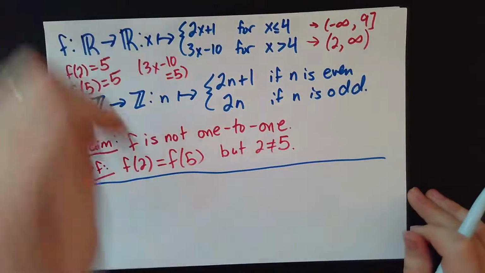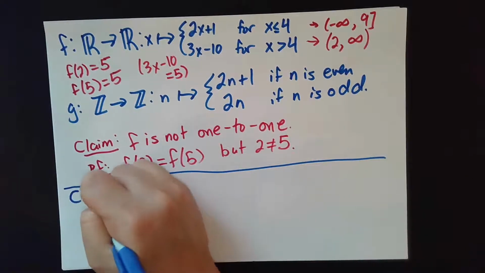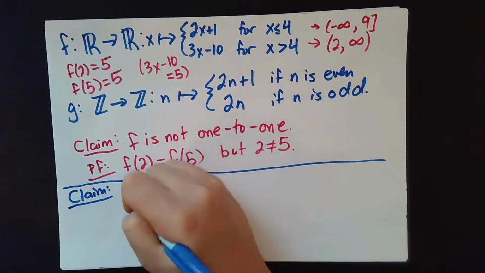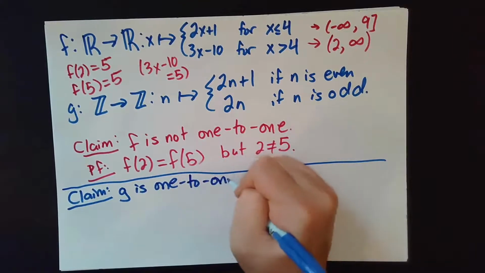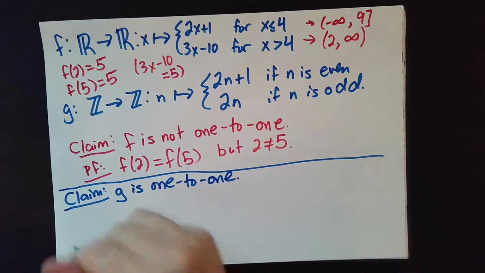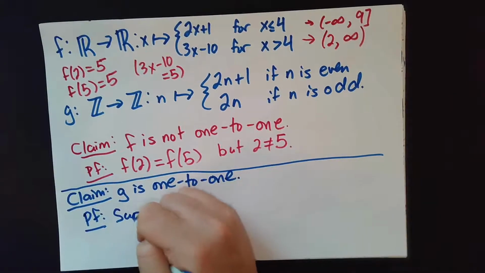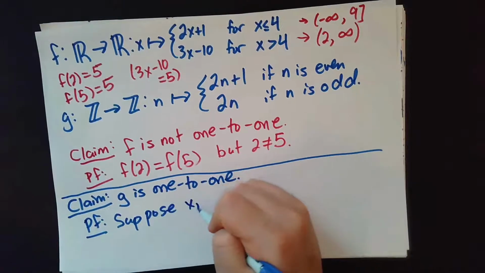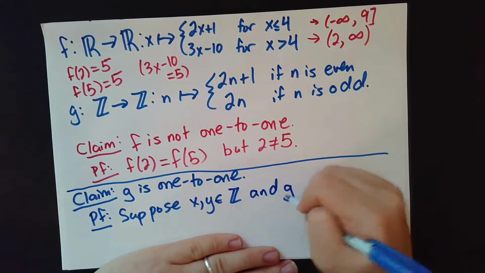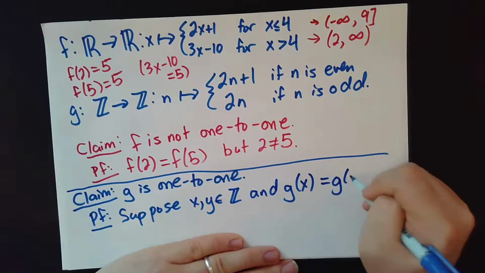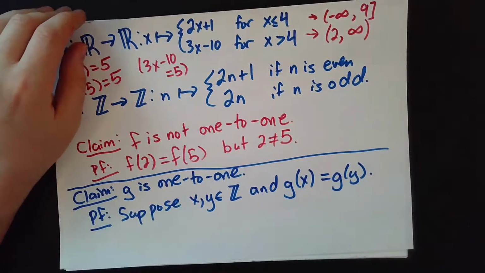Okay, so that means that we need to prove that g is one-to-one. Okay, so we know the structure, so we're going to suppose x and y are in Z, and g of x is equal to g of y. Okay. And as foretold, we need to use cases.